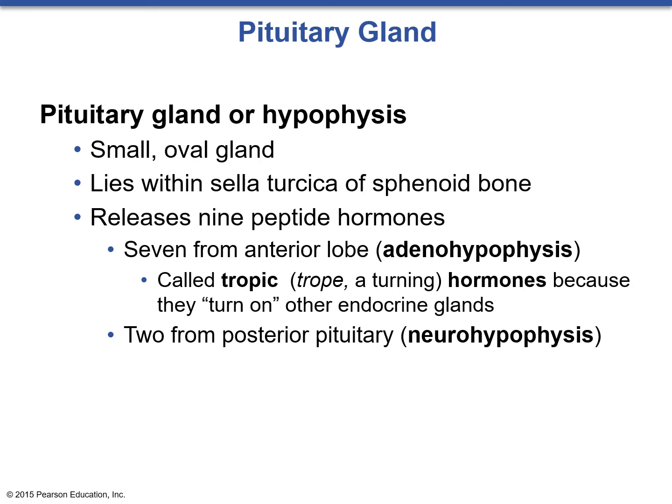7 of these hormones are released from the anterior lobe, otherwise known as the adenohypophysis. These hormones are all termed tropic. Trope means a turning hormone because they turn on other endocrine glands. You'll see this very commonly throughout a lot of the other glands, that they are activated by some sort of hormone that is released from the anterior pituitary gland, or adenohypophysis. The other 2 hormones are manufactured by the hypothalamus and released from the posterior pituitary gland, otherwise known as the neurohypophysis, because it is made of neural tissue.